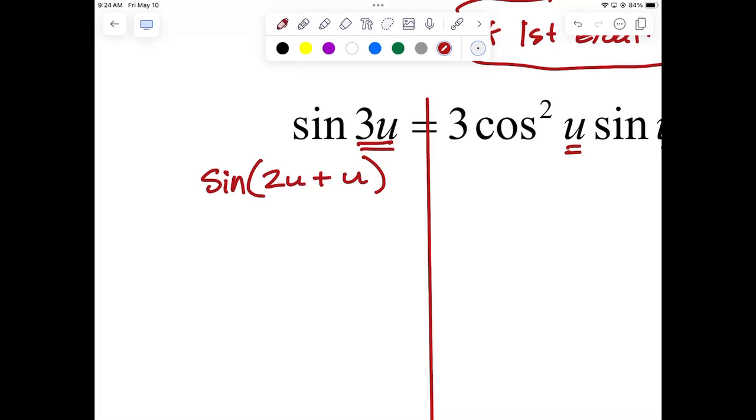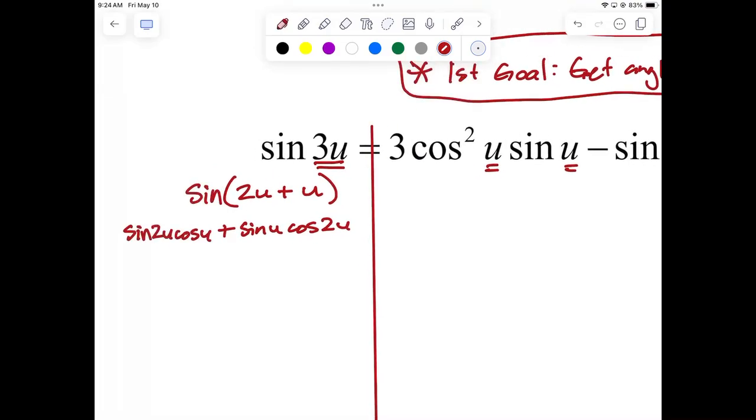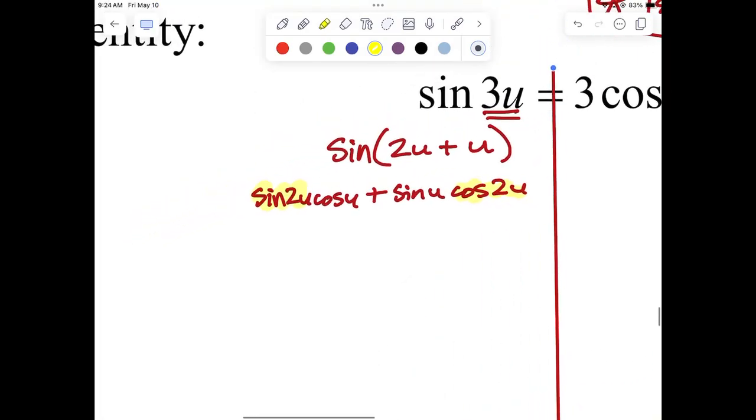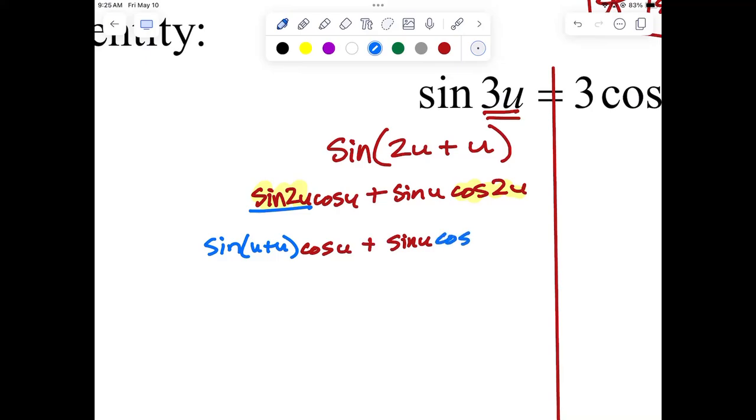Six minutes, Kylie, and you can go. So now I can expand this out. This is sine of 2u, cosine of u, plus sine of u, cosine of 2u. Now that's a step in the right direction because I have single u's, but I still have double u's, so I need to break those down. I'm going to call sine of 2u sine of u plus u, times the cosine of u, plus the sine of u times cosine of 2u, which I'm going to call cosine of u plus u.